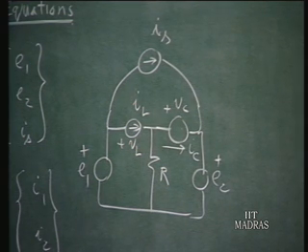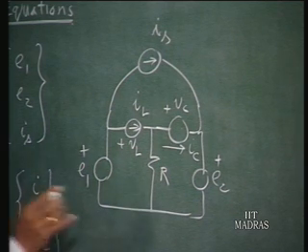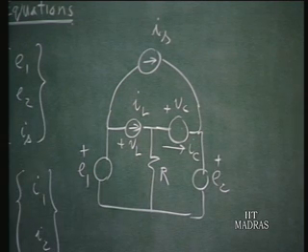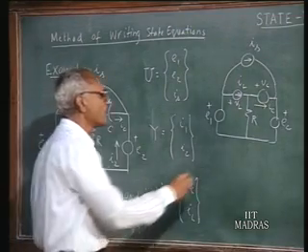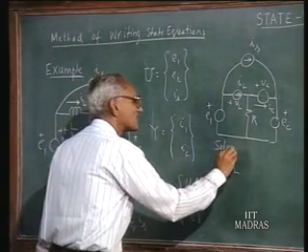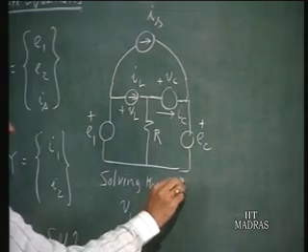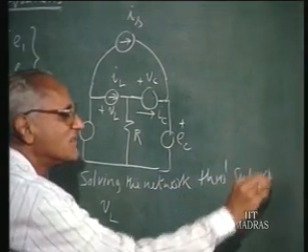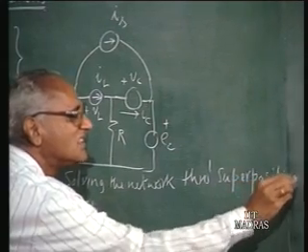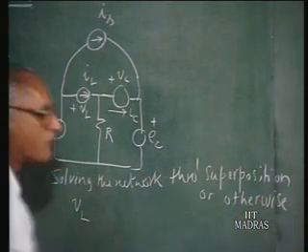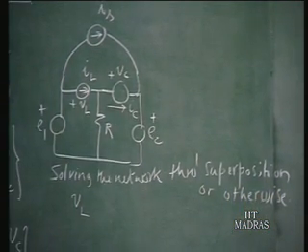You can use the principle of superposition, take one source at a time and find out the contribution of each source to VL, to IC, and add them up. Otherwise, if you have any other method, you can find out the solution in one shot. Whatever might be, you can show that VL equals, solving this network, through superposition or otherwise, I will write that. There is no compulsion on our part that you should do only superposition, it can be any other method.